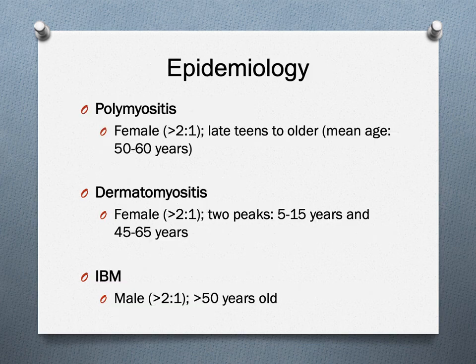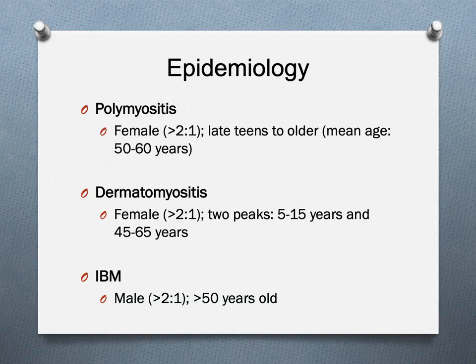Previously, these three are classified as the major types of myopathy. Polymyositis and dermatomyositis have a female predominance, but polymyositis may occur in late teens to older, with a mean age of 50 to 60 years old, while dermatomyositis has two peaks, 5 to 15 years and 45 to 65 years old.